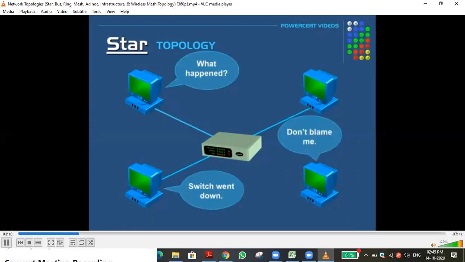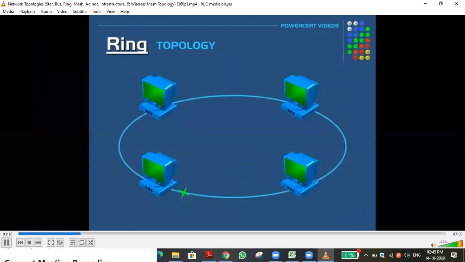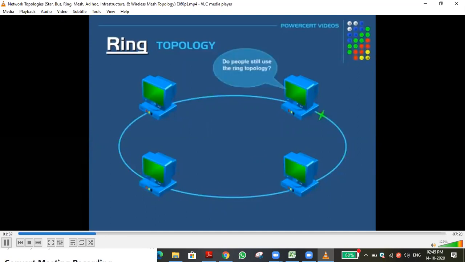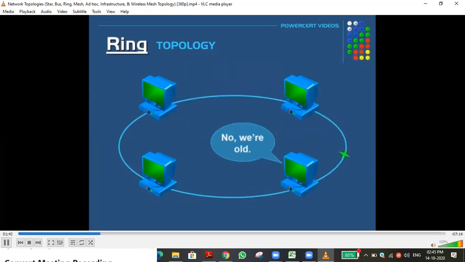Another type of topology is called ring. The ring topology is a type of network configuration where each computer is connected to each other in the shape of a closed loop or ring. So every computer on this ring has exactly two neighbors for communication purposes. Each data packet is sent around the ring until it reaches its final destination. Now, this kind of topology is very old and is rarely used today.